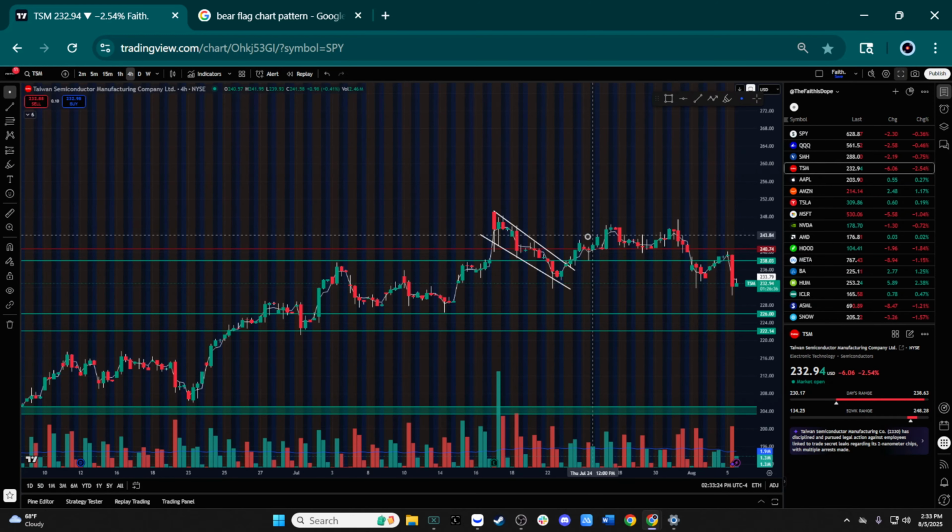So you want to enter some type of, you don't want to enter weeklies on these. You want to give yourself a little time for this to actually happen. Sometimes it'll go higher than this, right? Sometimes it won't. But yes, that is chart patterns.